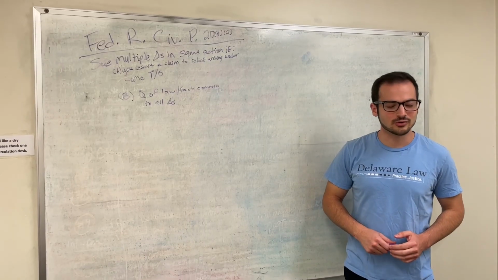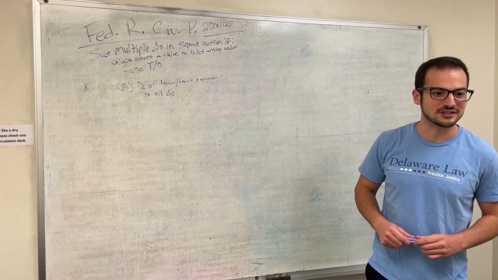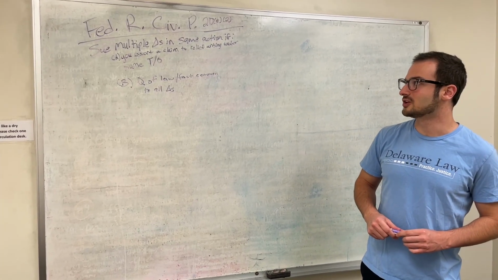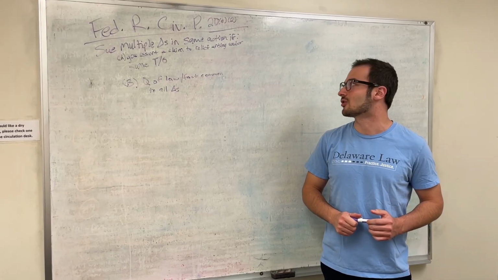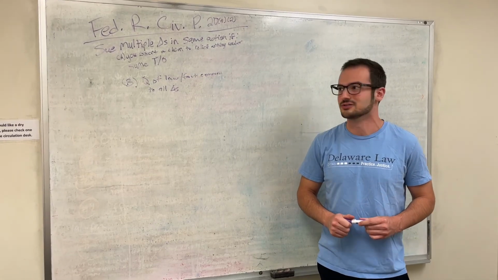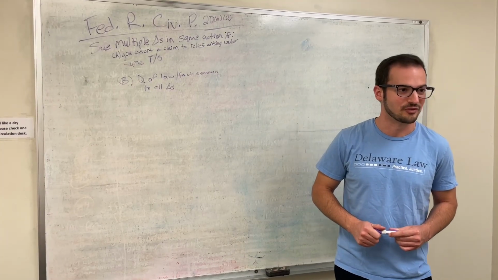Arising under Federal Rule of Civil Procedure 20(a)(2), you can sue multiple defendants in the same lawsuit if you assert a claim to relief jointly, severally, or in the alternative arising under the same transaction or occurrence, and there are common questions of law or fact to all defendants.